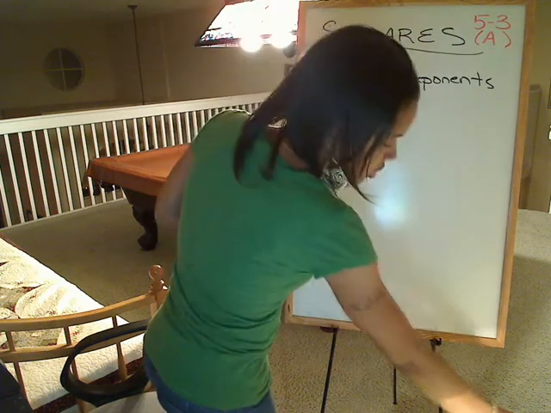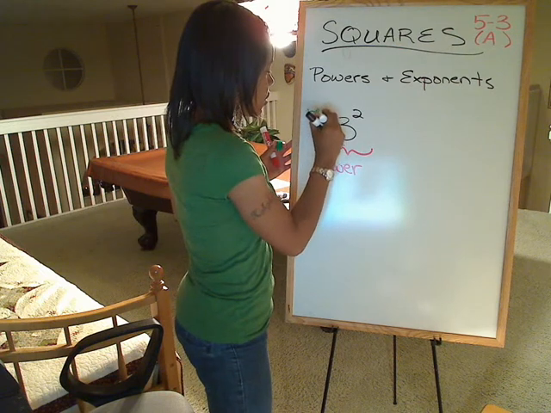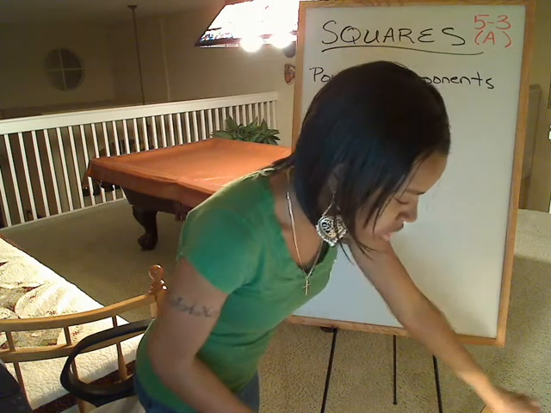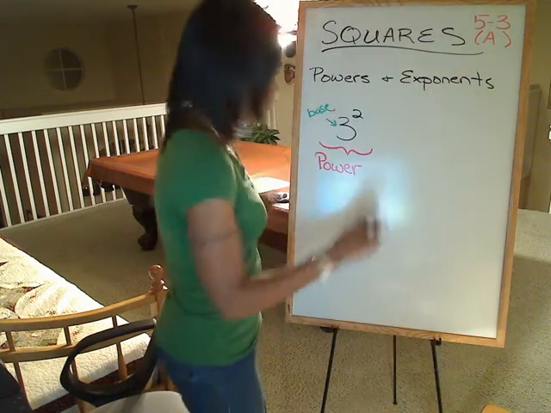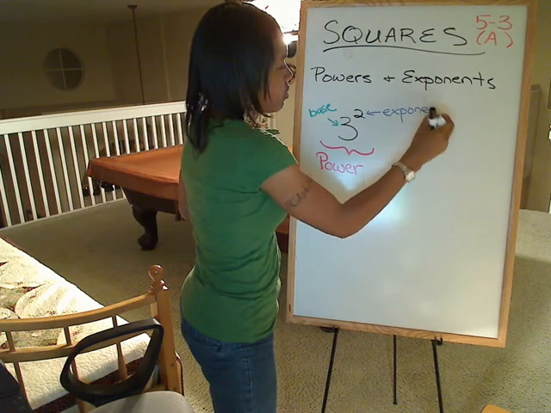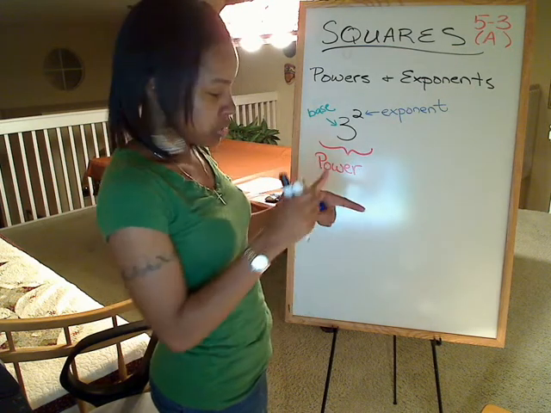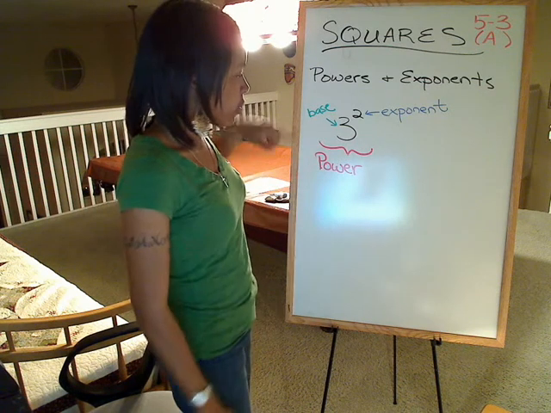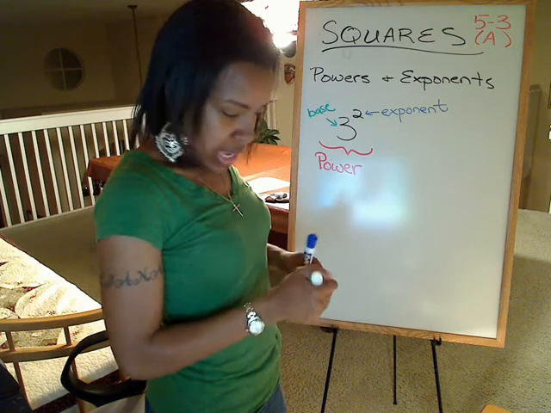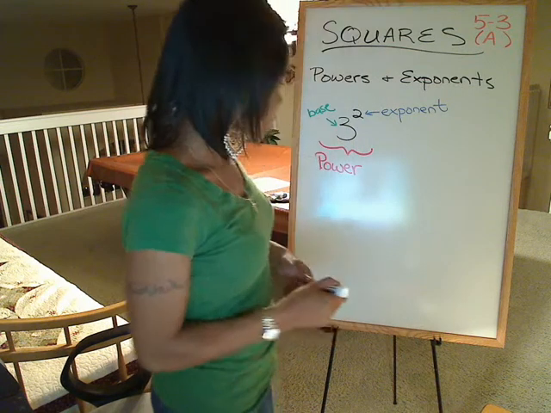Now, the 3, just the 3, is called a base, okay? The 3 is called the base, and the 2 is called the exponent. So an exponent is actually a part of a power, okay? So the whole thing is called the power, the 3 is called the base, and the 2 is called the exponent. And how you would read this, I'm just writing these things down for you to know.